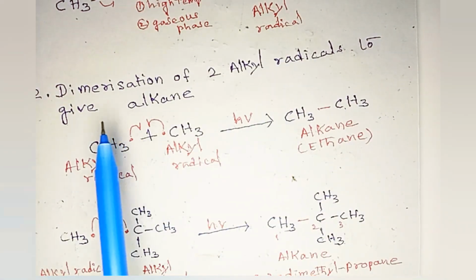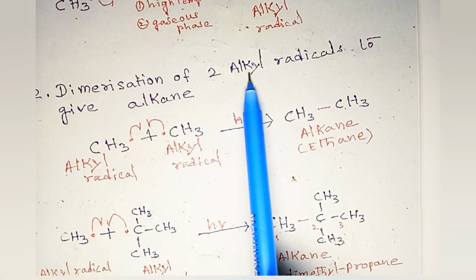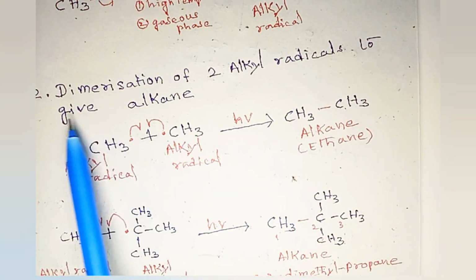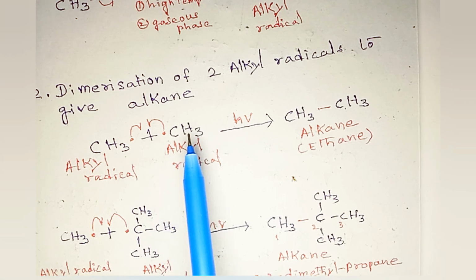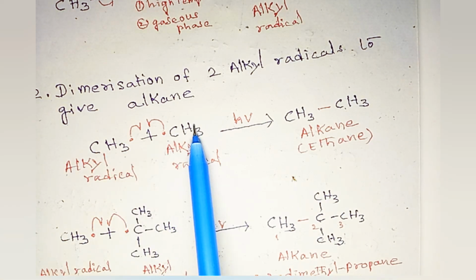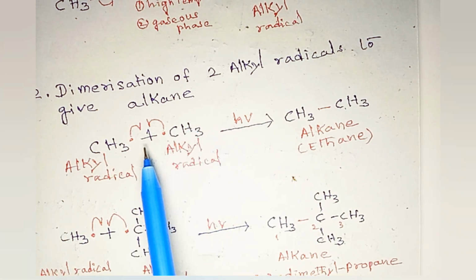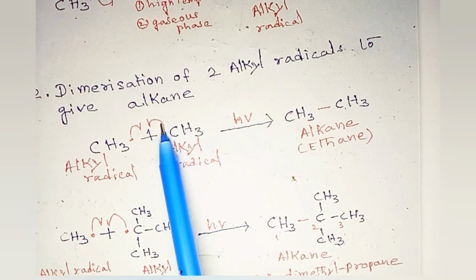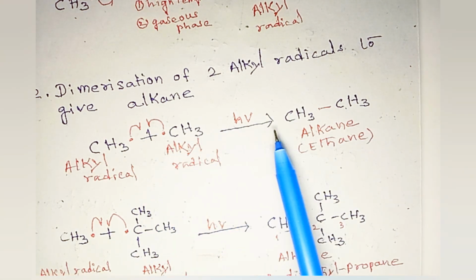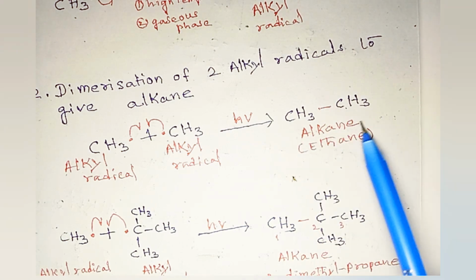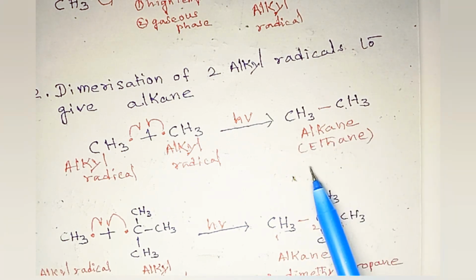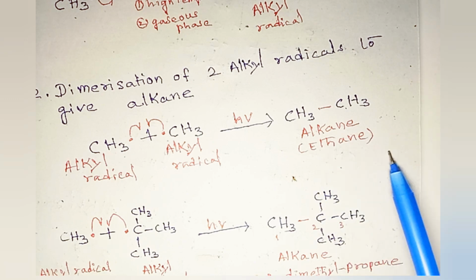Then, dimerization of two alkyl radicals to give an alkane. A CH3 radical and another CH3 radical will form a new bond to give CH3 single bond CH3, an alkane, which is ethane here.